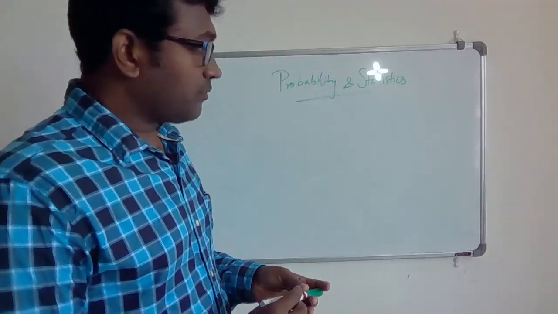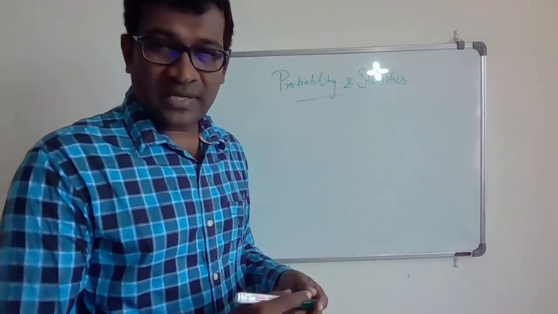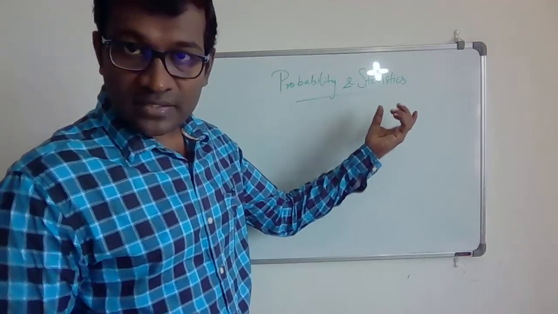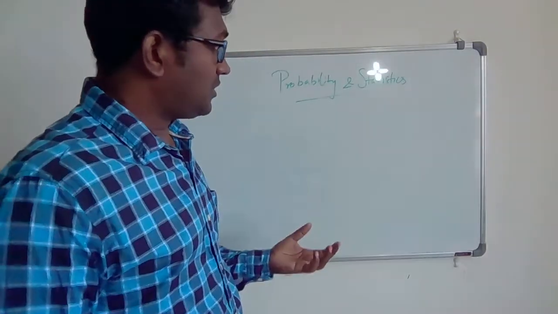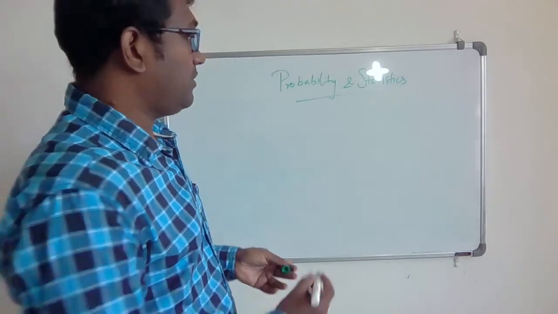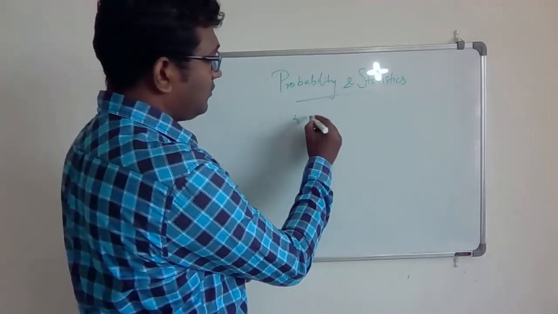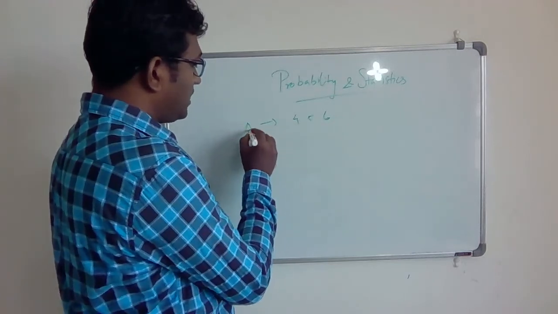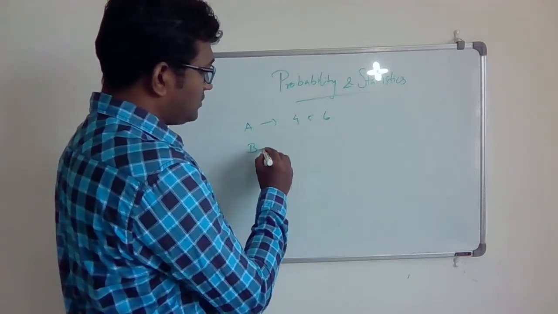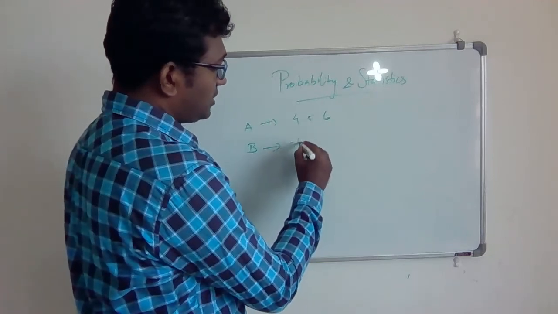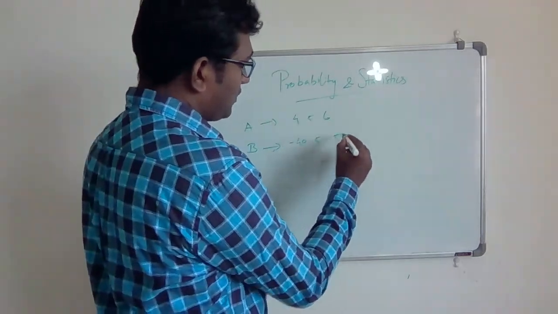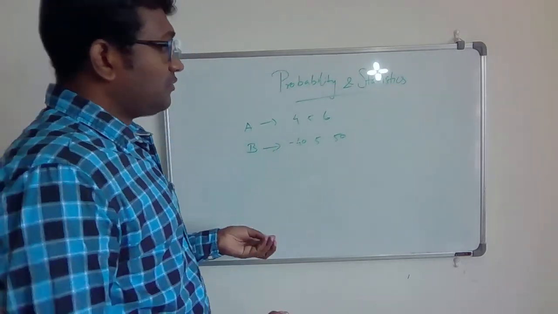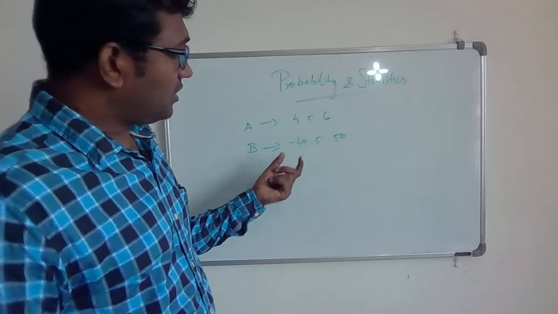So, what is statistics? It is the collection of data, analysis of data, representation of the data, and inference of the data. It's all around data. Suppose I have data like 4, 5, 6. This is one data source, and let's say it is created by source A, and another data source creates minus 40, 5, 50. This is from another source. Two processes are generating the data.